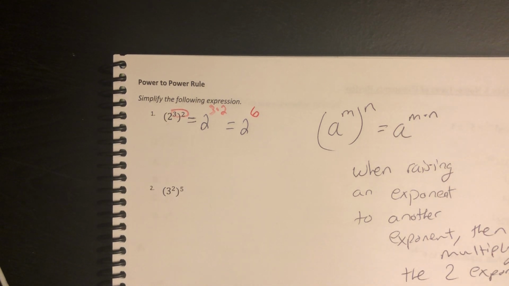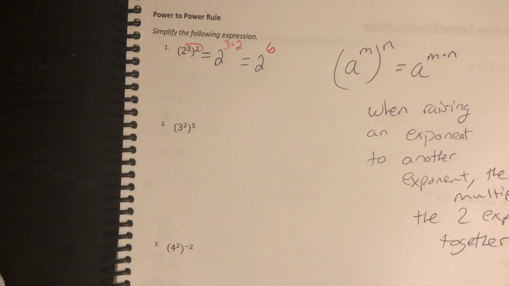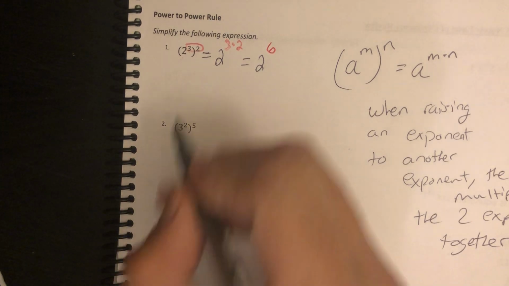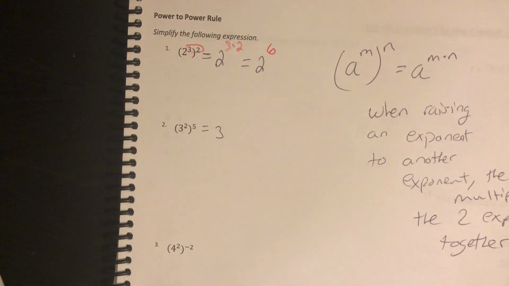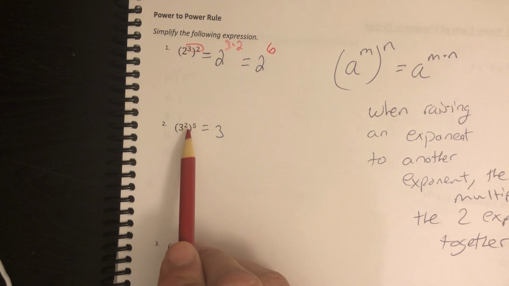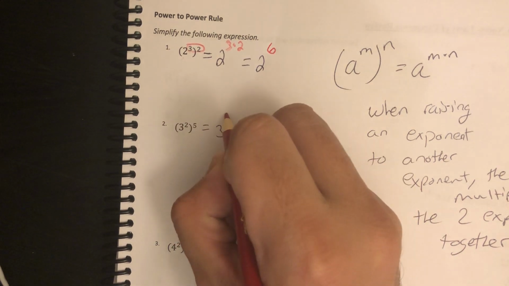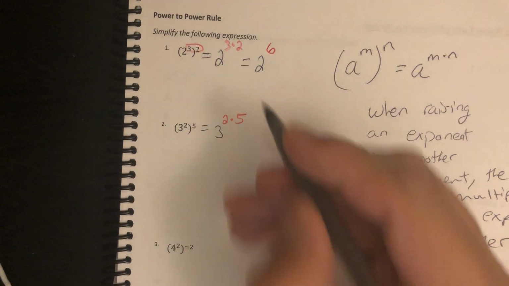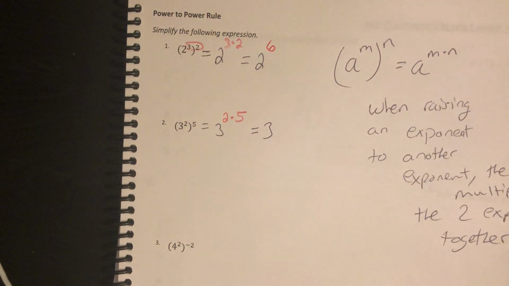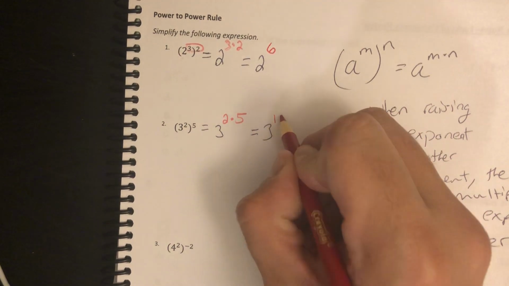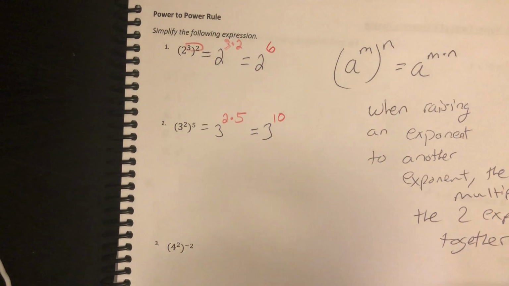Okay? Number 2. I have 3 to the power of 2 raised to the power of 5. So the base can stay the same. And since I'm doing an exponent raised to another exponent, I can just multiply those two exponents together. And so I get 3 to the power of 10, because 2 times 5 is 10. And there you go. You have simplified it using the power to a power rule.